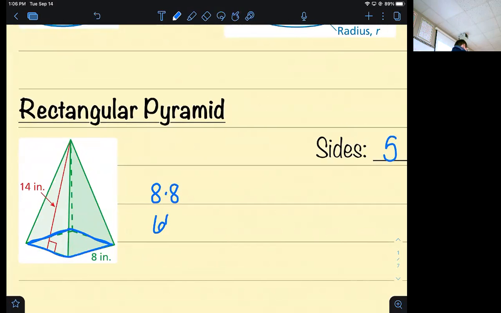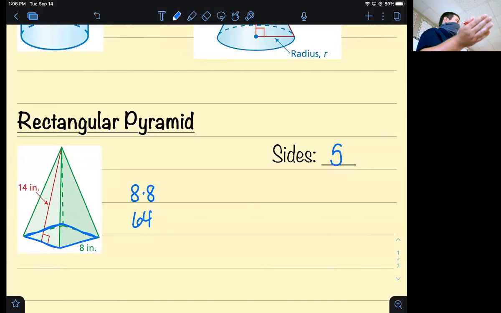64. Awesome. All right. So 64 is going to be our base area. Now, again, I'm not using any special formula. I'm just trying to use common sense right now.